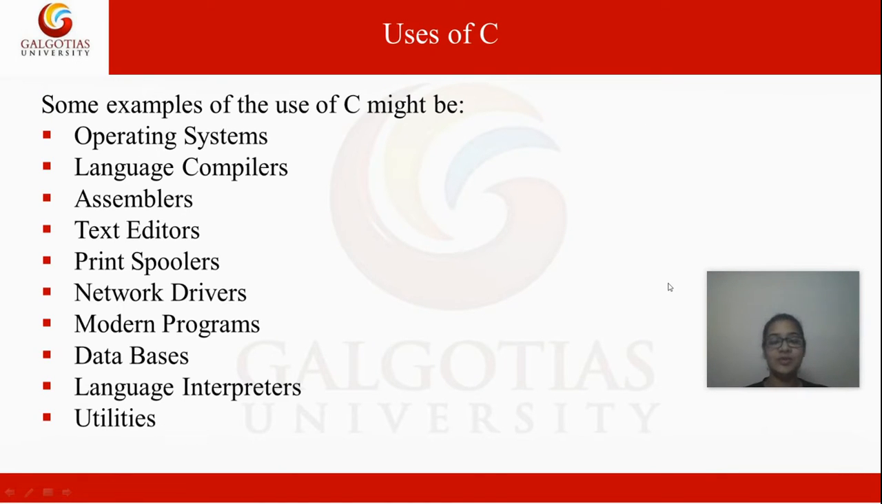What are the uses of C? Now, some examples of the uses of C might be operating systems. This one you all know, because that was the reason why the C language was created in the first place. Unix, Linux, all these are written in C.